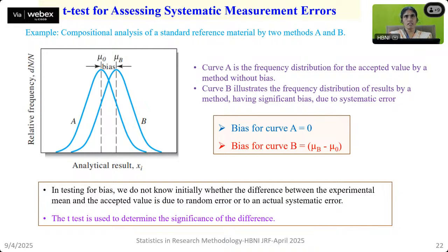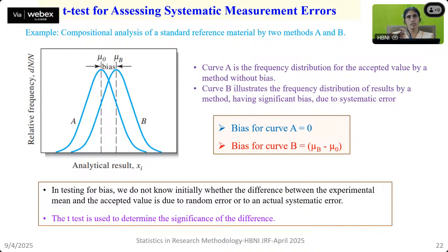This curve is the representation showing the outcome of two experimentalists A and B. They have got two different sets of data. You can easily understand that curve A, which is on the left side when you are viewing the screen, has a mean value which is exactly matching with mu zero. That means there is no bias, no systematic error in the case of curve A.